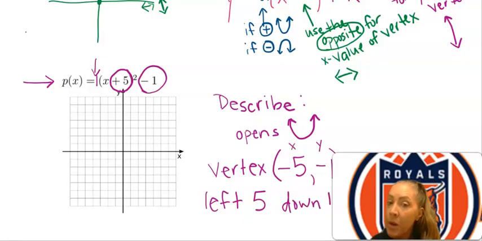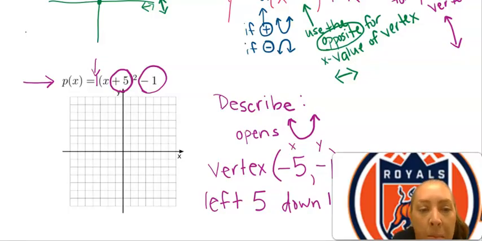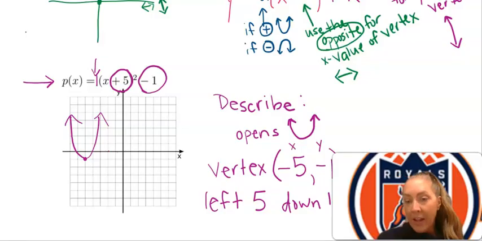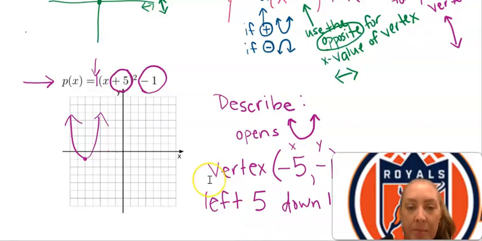Now, if we were matching a graph, I would want to know that, oh, left 5, down 1. The graph that I would match it with is going to look like what we're going to draw. So 1, 2, 3, 4, 5, and down 1. That would be our vertex. And we knew it opened up. So I would want to find the graph that matched that, okay? So we can either describe how the vertex moves, or we could match the graph. All right? So let's try a couple more.